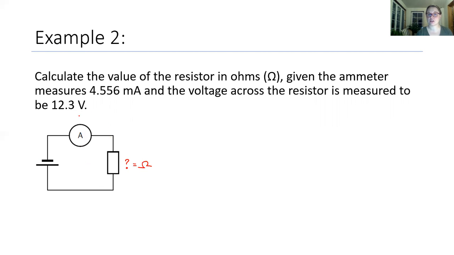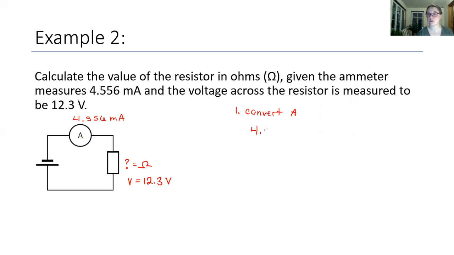Given the ammeter measures 4.556 milliamps and the voltage across the resistor, so the volts here, voltage is 12.3. Okay, so we're just looking at a piece of a circuit. We have 12.3 volts. The current is 4.556. That also will line up with the current here at the resistor. So how many ohms do we have? Well, the first thing we need to do is convert. Okay, so we need to convert to amps.